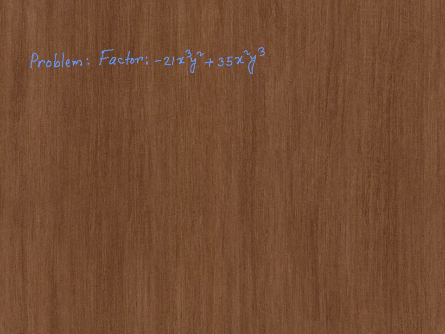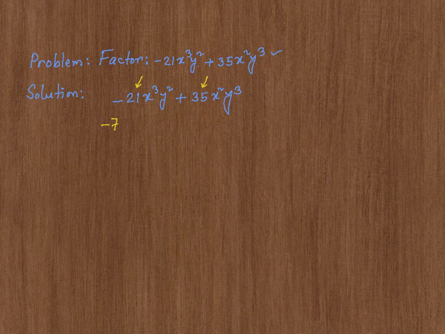In this video, I am going to factor this given expression. Here, I am going to factor out terms. So basically, let's see what is the constant we can factor out here. So we have negative 21 here, and we have 35. Between these two, I could factor out 7. However, I am going to factor out negative 7 because I have a negative sign here. So that's what I would like to do.